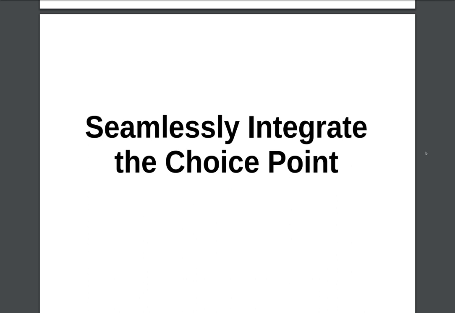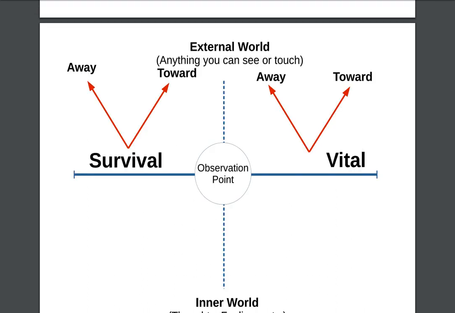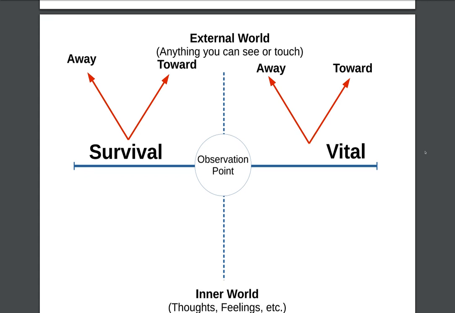We can also seamlessly integrate the choice point into the SV matrix. The choice point and the traditional ACT matrix are hard to use simultaneously because they use the same terminology but mean different things when they say toward and away. So trying to use both with clients can get confusing for the client and the therapist. By using the survival and vital matrix instead of toward and away, we free up the ability to integrate the choice point easily into the matrix.